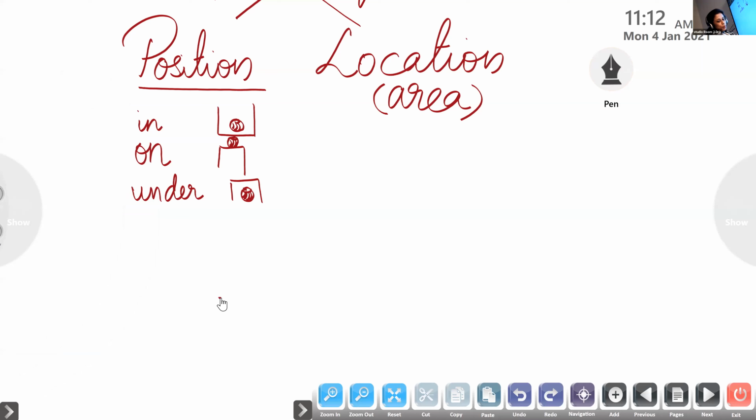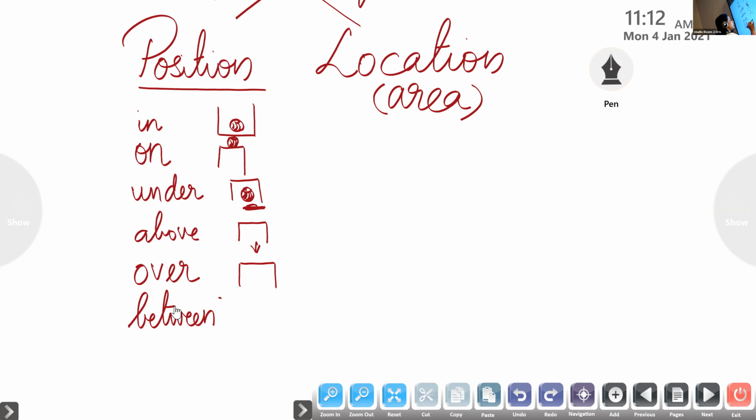Okay. Next one, we have learned about above. Above means what, children? If something is above us, this is above. Okay, have you understood above? Then we learnt about over. Over means if something is hanging above us. Okay, this is over. Then we learnt about between.